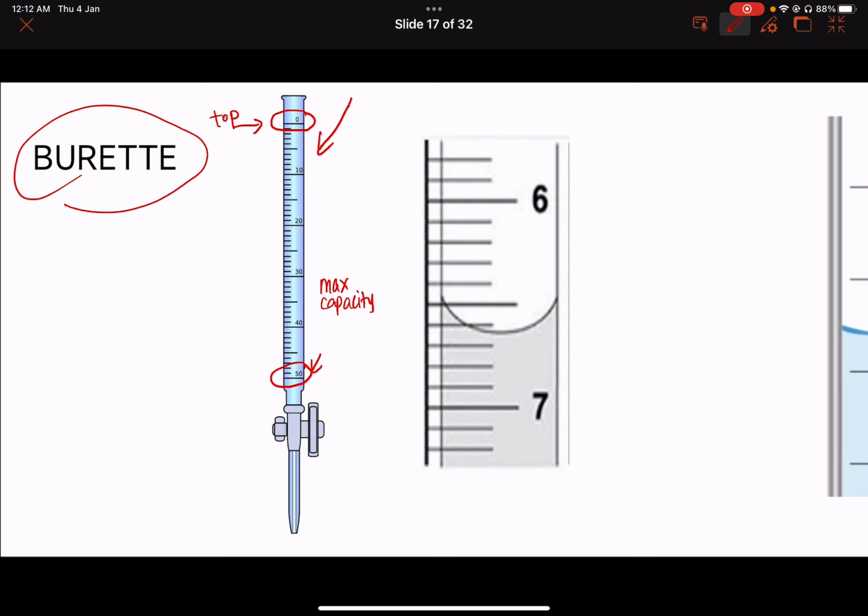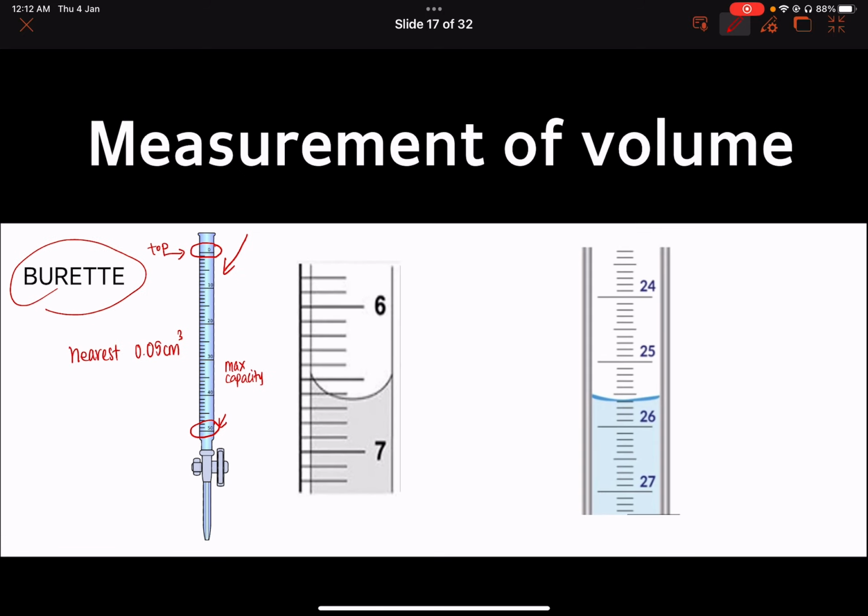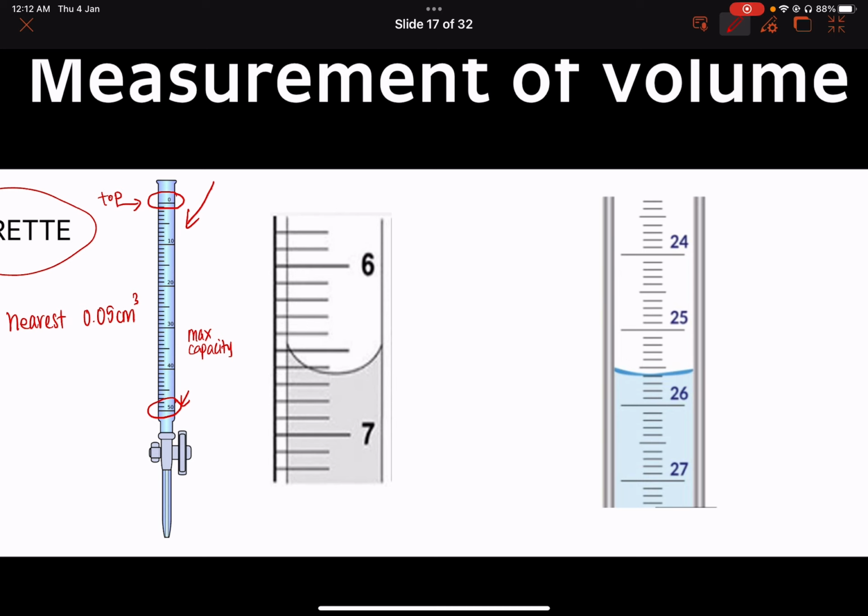The burette is very highly accurate. It is able to give us accuracy up to the nearest 0.05 cm cube. So how does it work? I have 2 screenshots of burette readings. Let's look at the one on the left. Here you can see this value 7, and this value is 6. So it's quite interesting because the smaller number is actually at the top of the apparatus. I will talk more about why it is calibrated like that later on.